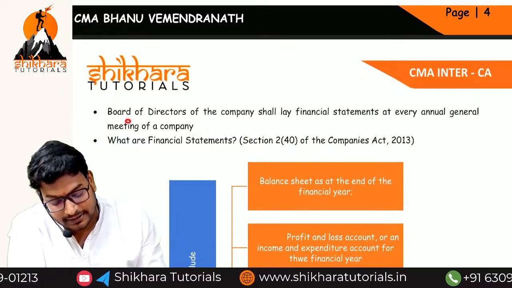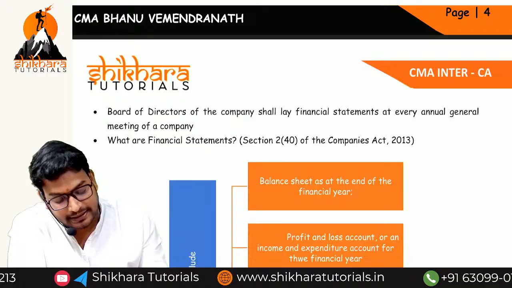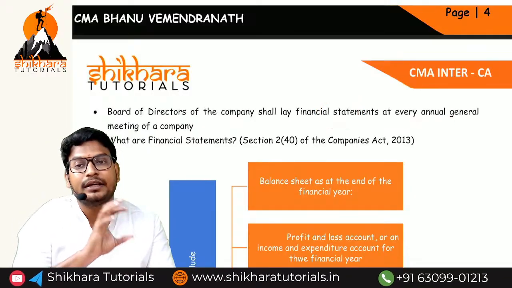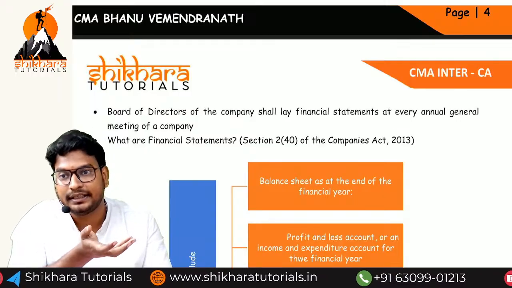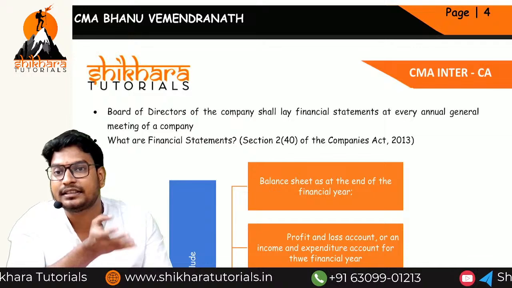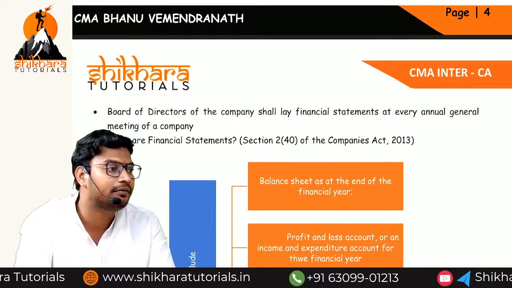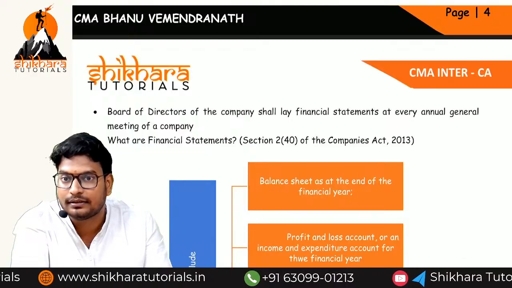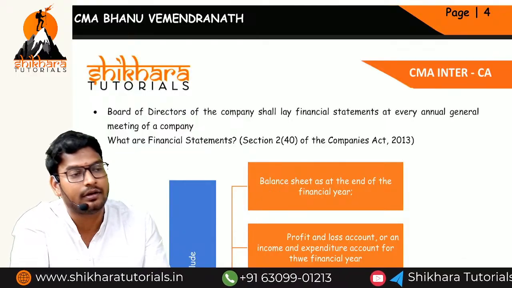And the board of directors of the company shall rely on the financial statements in every general meeting. There will be a concept called general meeting: extraordinary general meeting, normal AGMs, annual general meetings. We have to disclose what? Financial statements. Compulsory the auditor should be available in that annual general meeting. I think all the discussion you know.